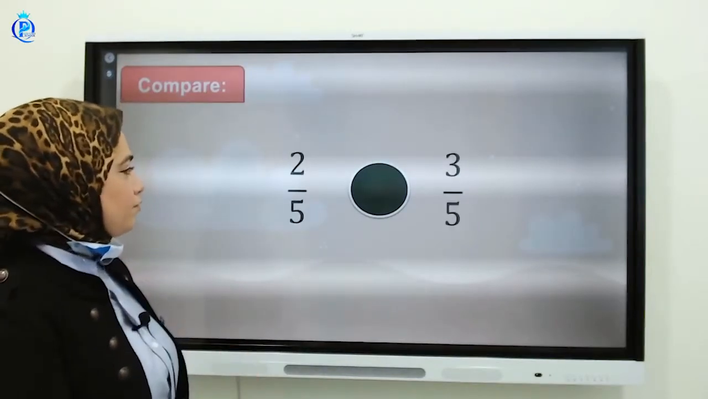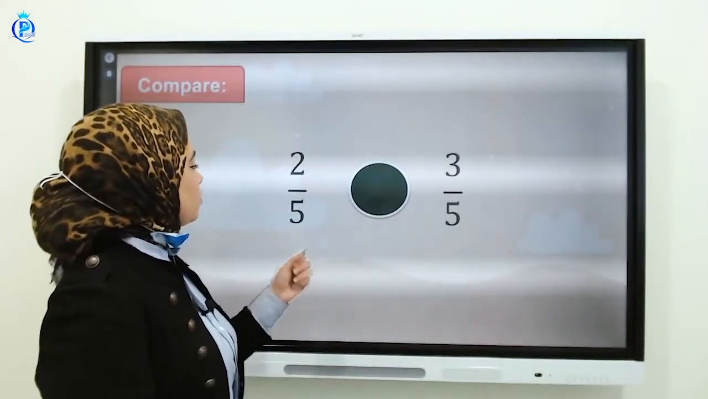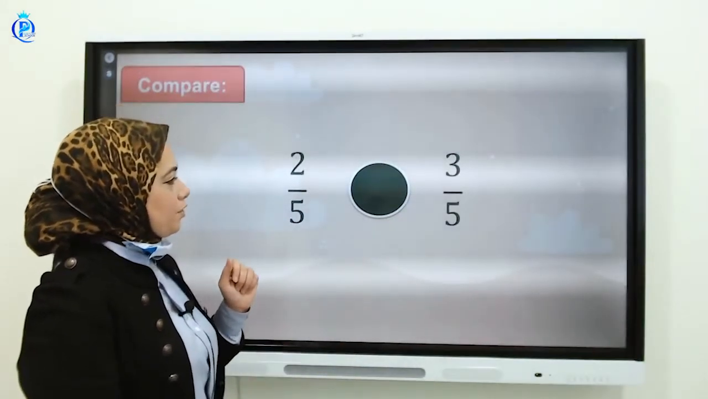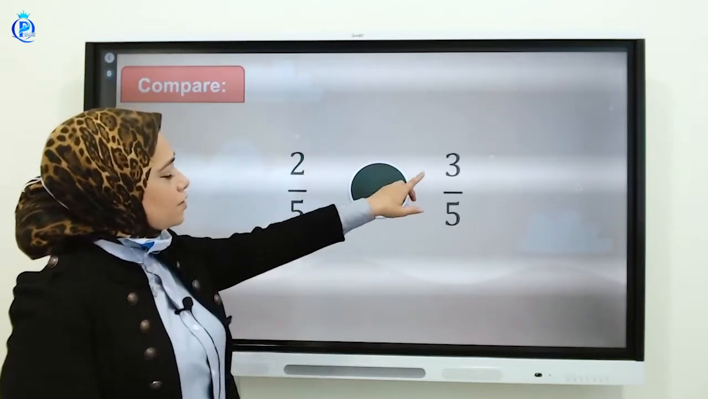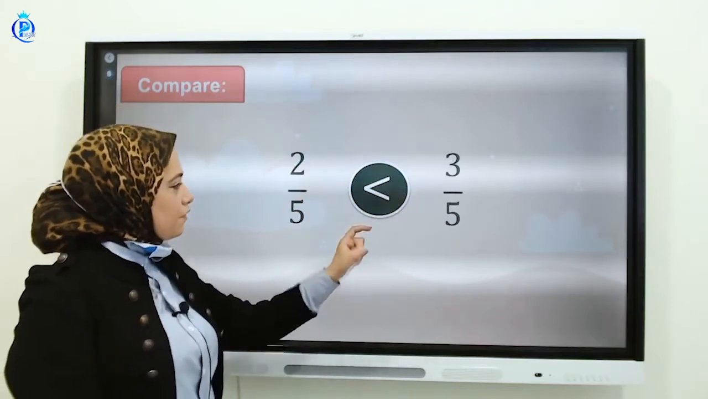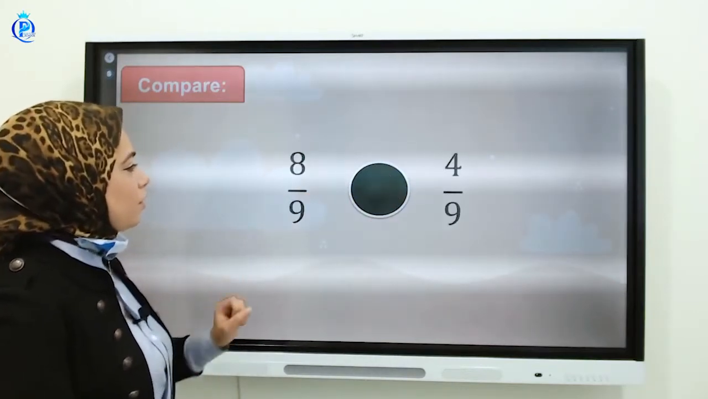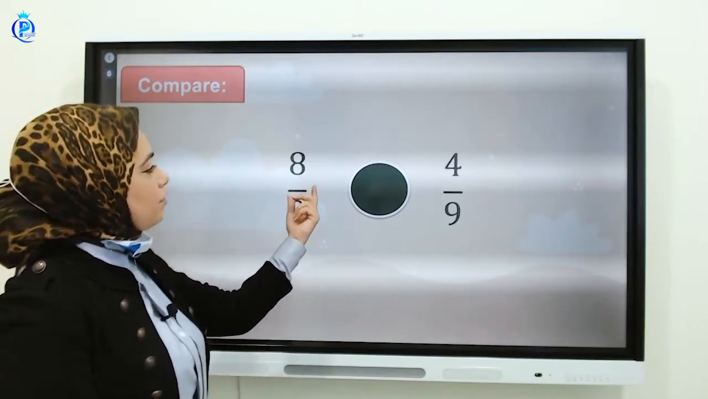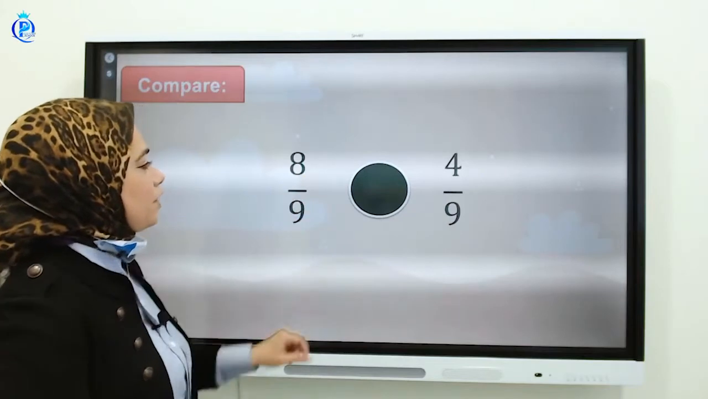Look at this. I have here 3/5 and 2/5. Which is bigger? Of course, 3 is bigger than 2. So 3/5 is bigger than 2/5. Now, look at this. Is 8/9 bigger or 4/9? Of course, 8/9 is bigger than 4/9.